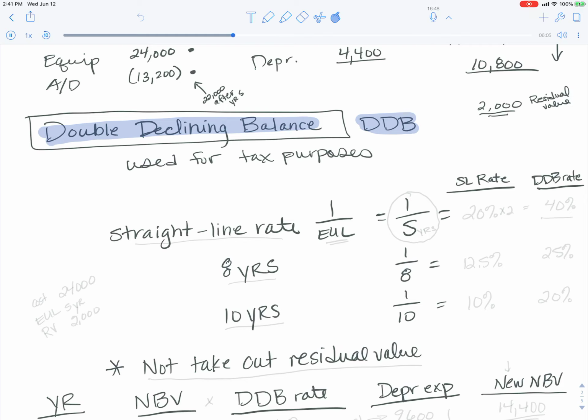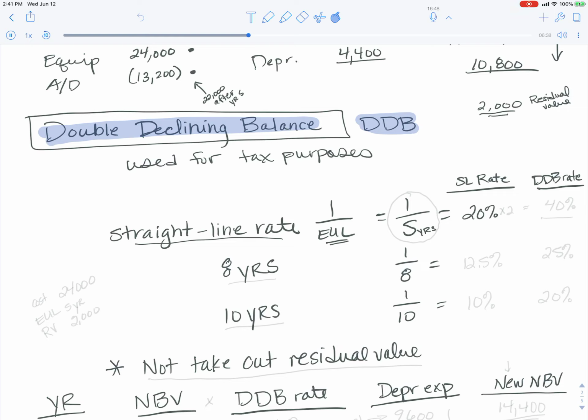So the first thing that you need to do with double declining balance is calculate your straight line rate. So your straight line rate is going to be 1 divided by the estimated useful life. Well, in the previous example, we used 5 years as our estimated useful life. So that makes our rate for straight line 1 divided by 5 at 20%. So we depreciated 20% of this asset every year.